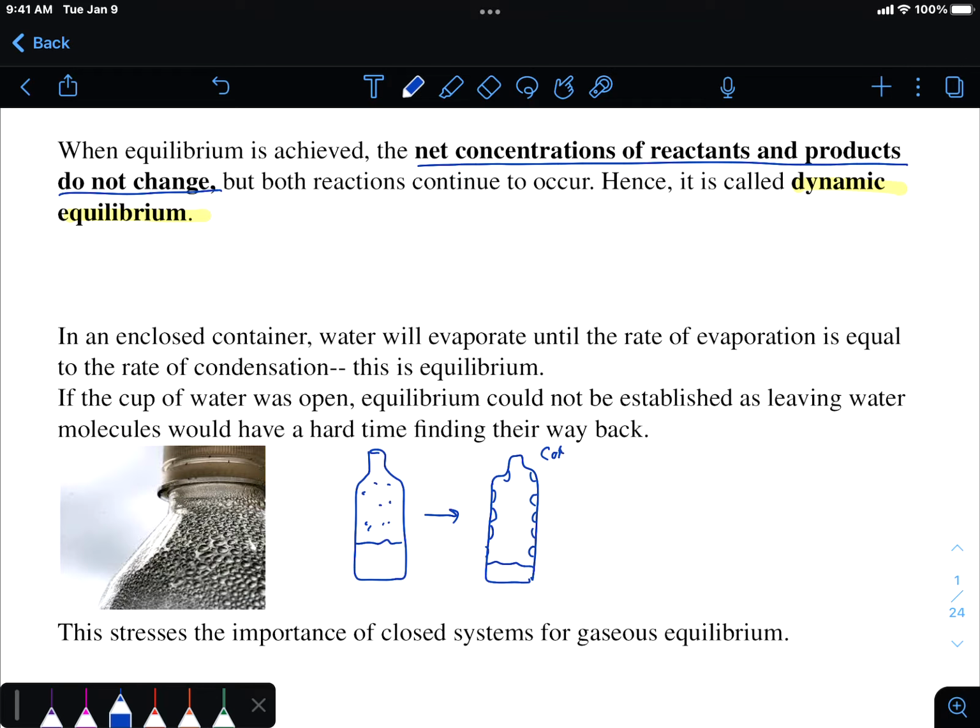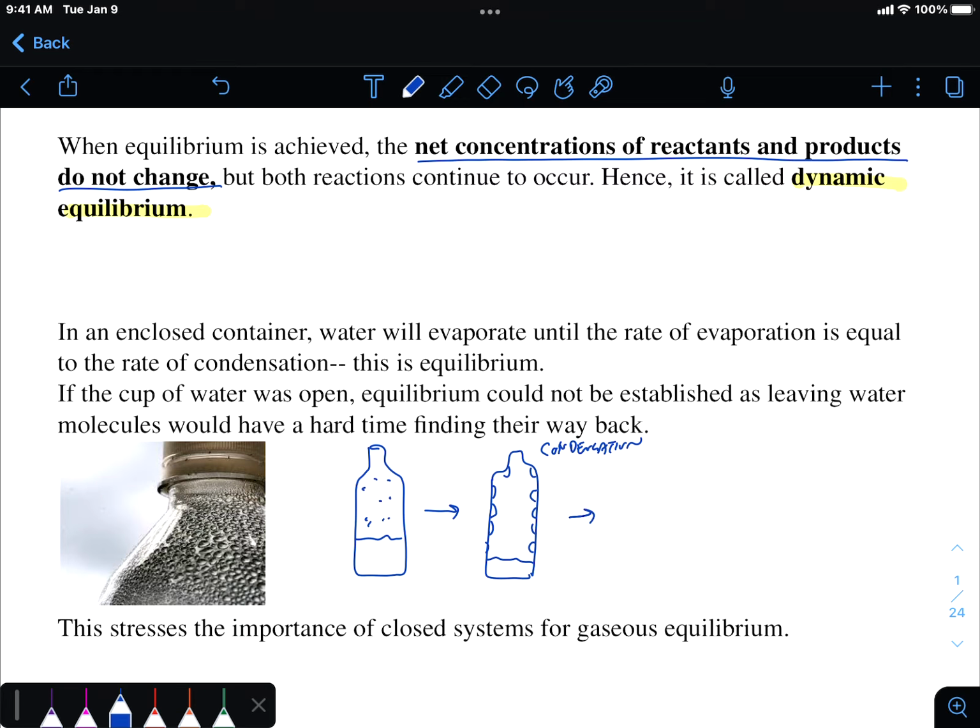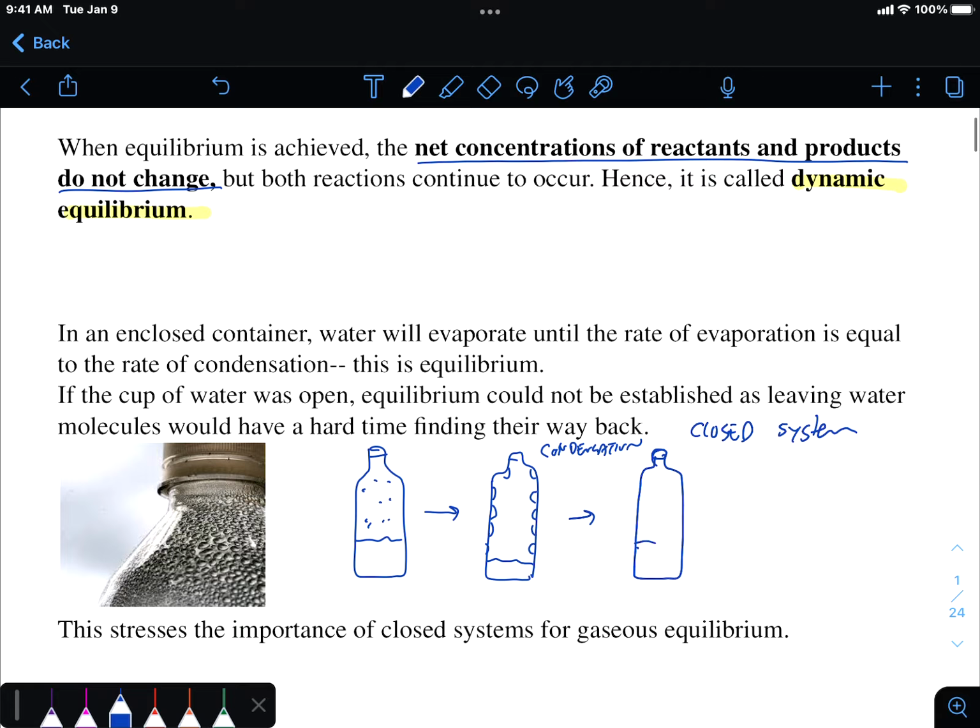So when there's lots of condensation, you're going to get all these water droplets clinging to the side of the bottle. But as long as the system remains closed, like as in nothing can come and go, right? No water leaves, no water enters. We have a dynamic equilibrium between the vaporization and the condensation.